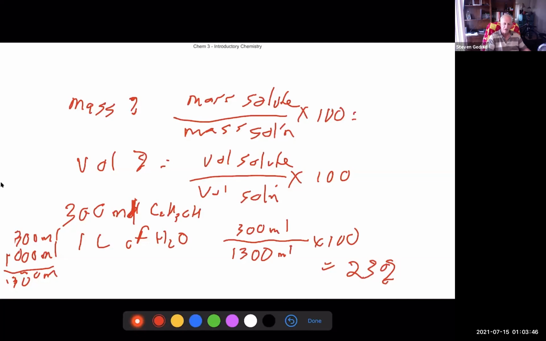You've got to remember it's the volume of solution, not the volume of solvent. The solution is made up of the solute plus the solvent. And that's just simple math. You want to do a mass one? Let's do another one of mass.